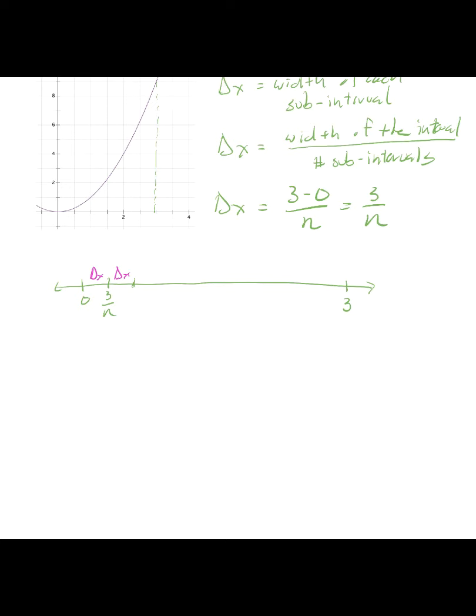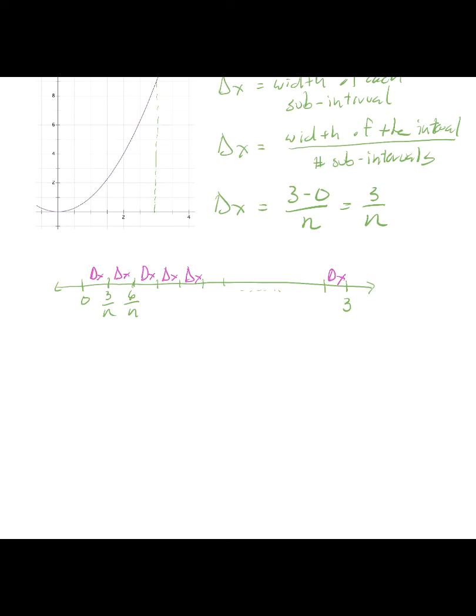When I move again, 3 over n plus another 3 over n, that's going to get me to 6 over n. And then I move again, and again, and again, and eventually, I don't know what n is, right? N might be changing. So eventually I get down here close to 3, and then eventually I do get to 3. And each of these subintervals has the same width. It's delta x, which is 3 over n. That happens all the way across here.